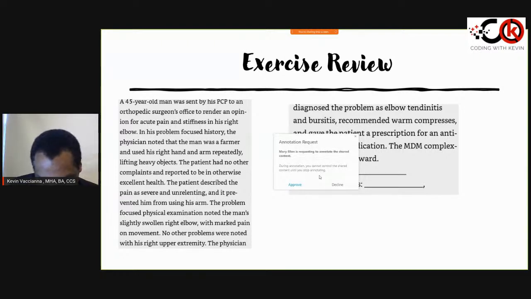All right. What's the code? 99241. Why is it 99241? Okay, so it's a consultation visit. Consultation visit. So you have to break down the type of visit, where they are.